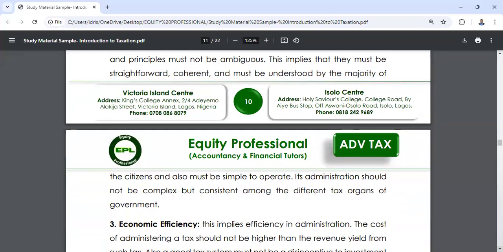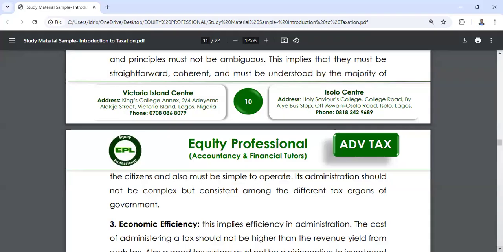Principles of simplicity simply means a good tax system should be written in a language well understood by the taxpayer. It should not be too complex. The English that we use for a tax reporting process or tax policy should be simple English. It should not be complex English that if the taxpayer wants to interpret it, he will have to go and carry the dictionary. No. Simplicity also means tax should be written in a language understood by the taxpayer.